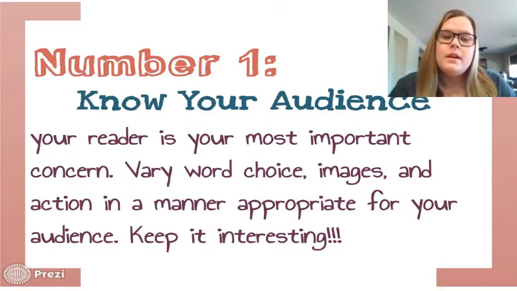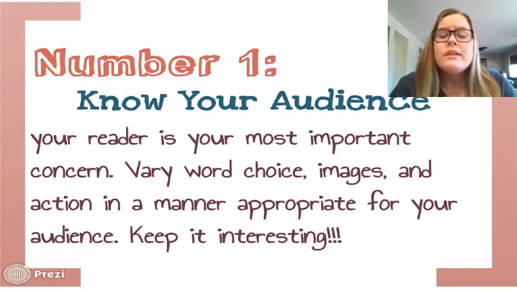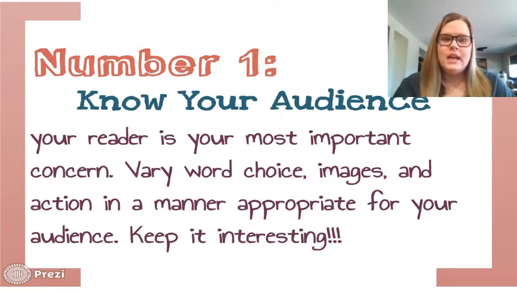So rule number one is, again, to know your audience. Your reader is going to be your most important concern. So you need to vary your word choice, vary the types of imagery that you use, and make it exciting and full of action in a way that is appropriate for your audience and appropriate for your story. You want to make your reader excited to read your story and excited to finish it. You want them to be craving to know what's happening next as they're reading it.